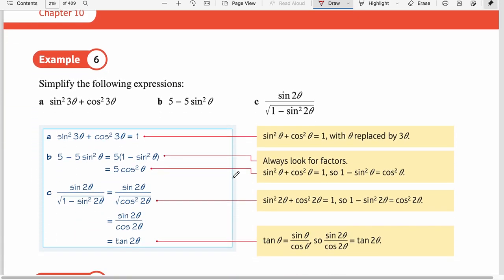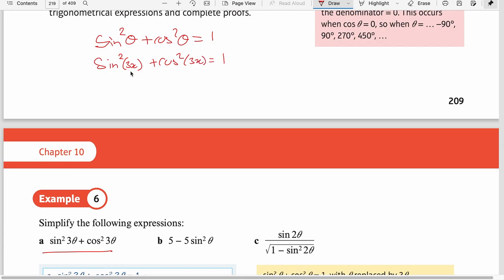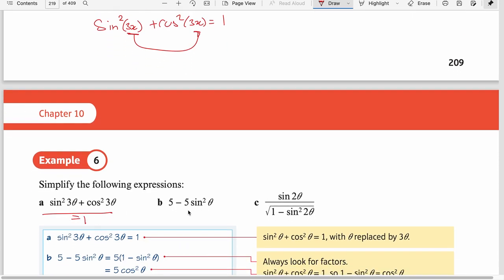Now we look at this. If it tells you to simplify the following expressions, sin square theta plus cos square theta, that was 1. So it is true for all these. Even if you get sin square of 3x plus cos square of 3x, two things are important: the angle must be the same, and both of them must be squared and added, and that is again 1. So we have sin square 3 theta plus cos square 3 theta. This is again equal to 1.